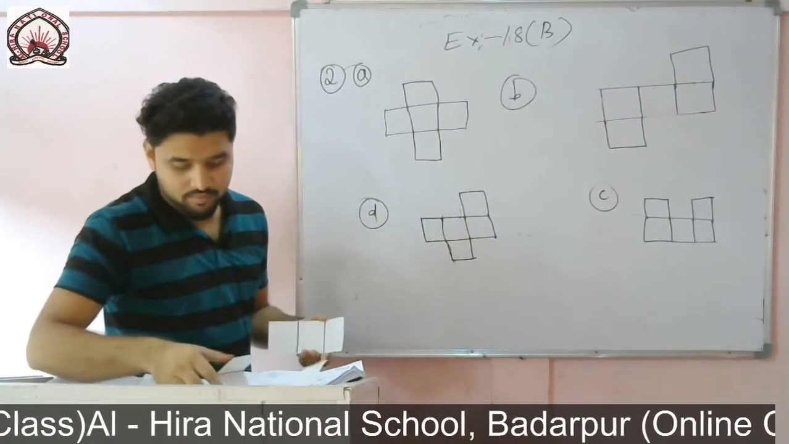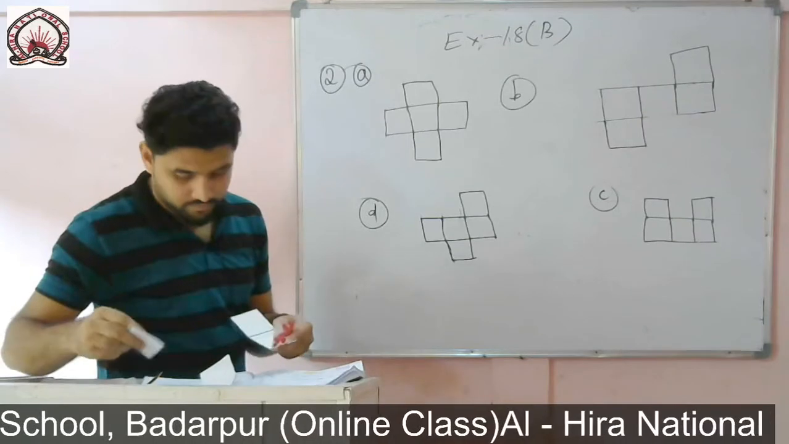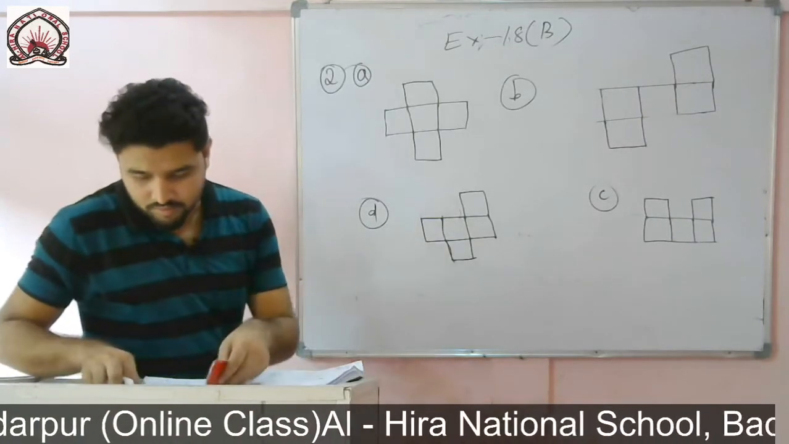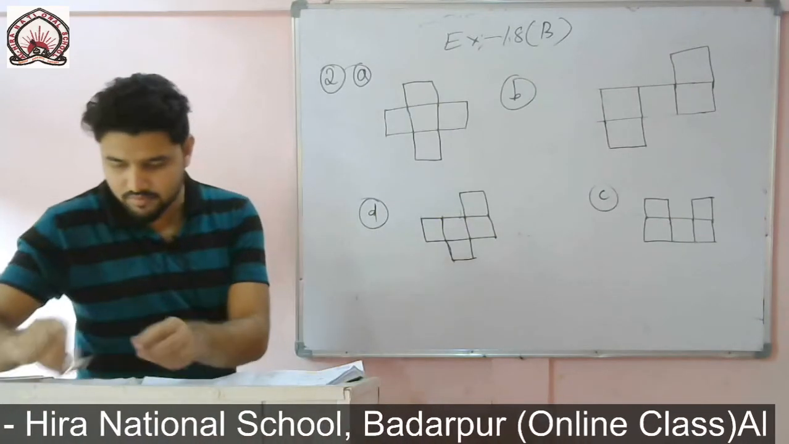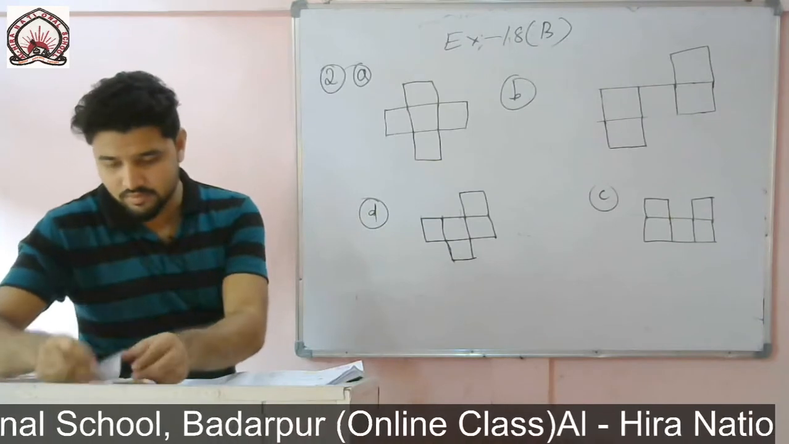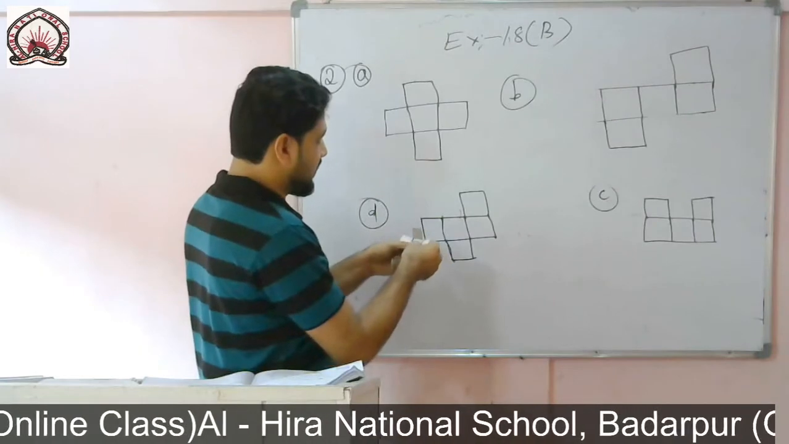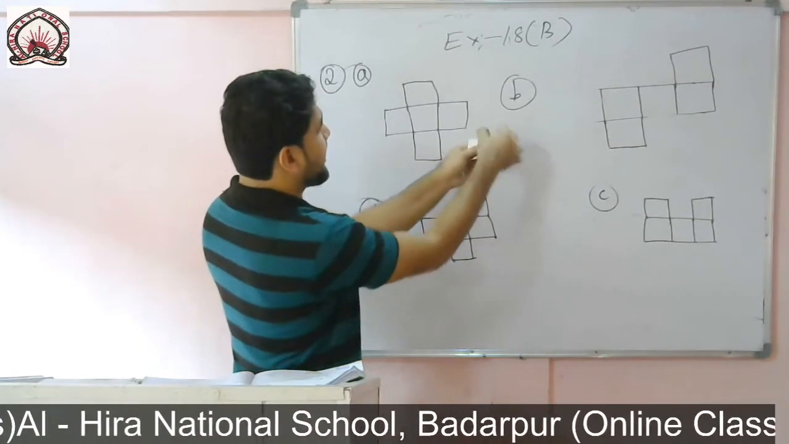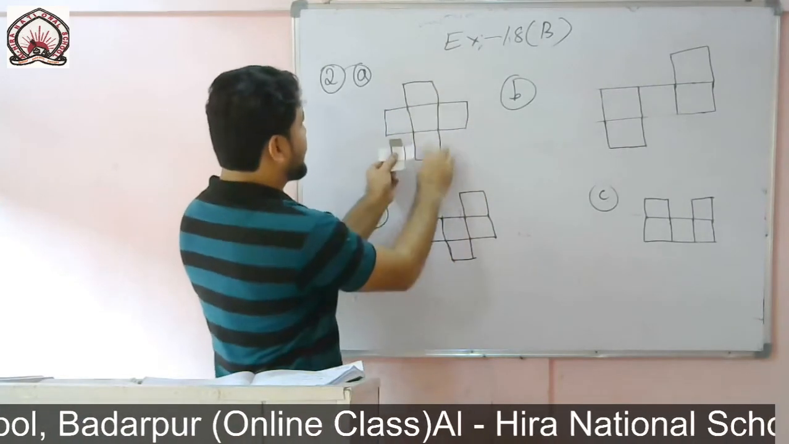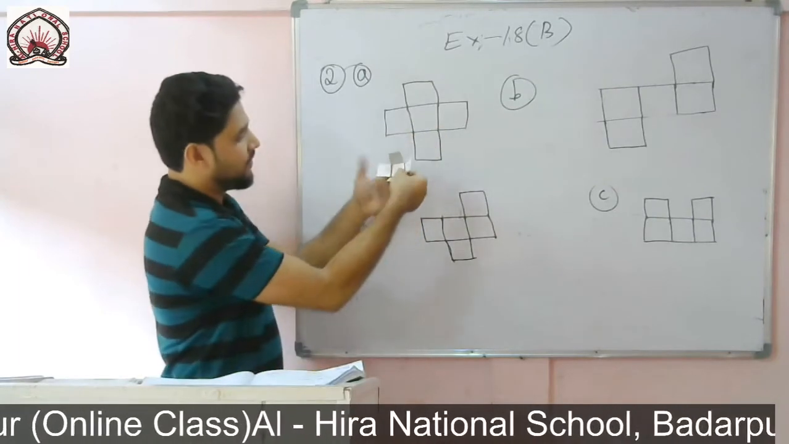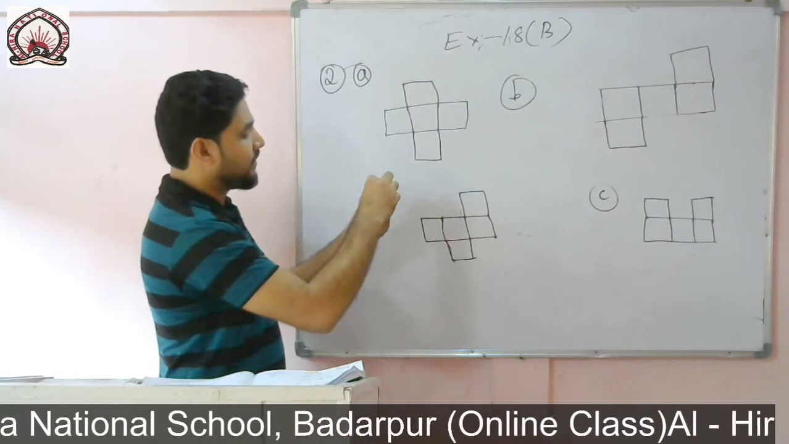Okay, let us take this one. You see, the shape is like this. Okay. The shape is like this. 1, 2, 3, 1, 2, 3, 1, 2, 1, 2. Now let us fold them. Okay. If I fold them, then this will form an open box.